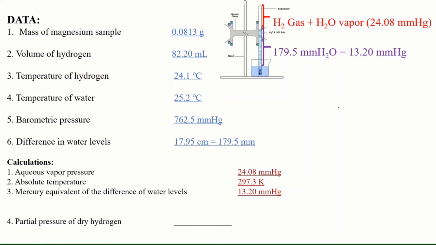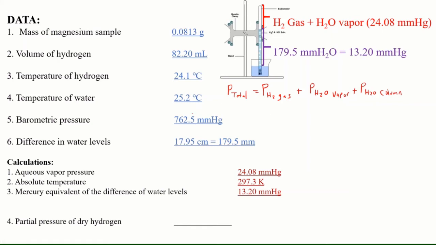Dalton's law of partial pressure states that the total pressure is equal to all the partial pressures. So here we have the pressure of hydrogen gas, that's what we're looking for in line number 4 of the calculation, plus the pressure of water vapor, which we solved for in line 1 of the calculation, plus the pressure of the water column in millimeters of mercury, which we solved for in line 3 of the calculation.